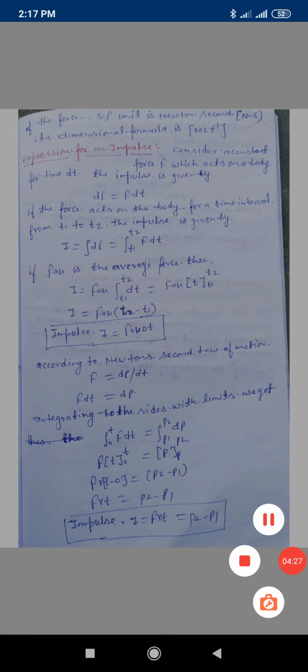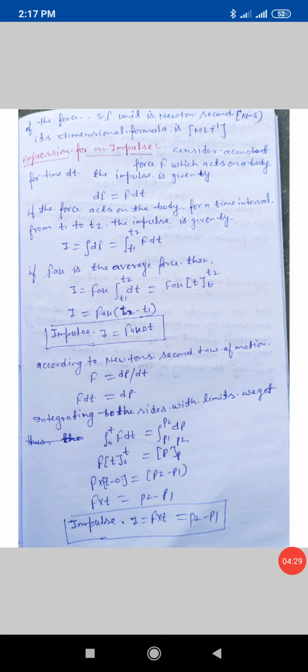Expression for impulse: we consider a constant force F acting on a body for time dt, then the impulse will be dI equals F into dt. If the force acts on the body for a time interval from t1 to t2, then the impulse will be I equals the integration of dI, where dI equals F dt, with the limit varying from t1 to t2.